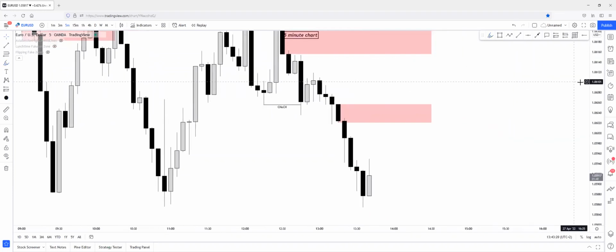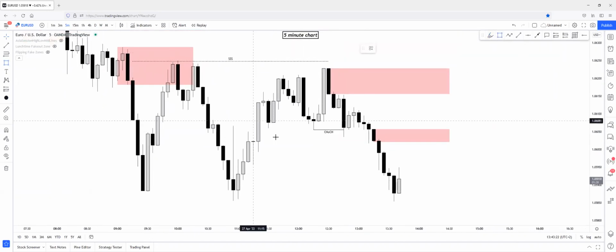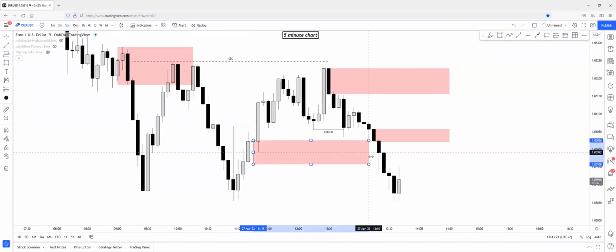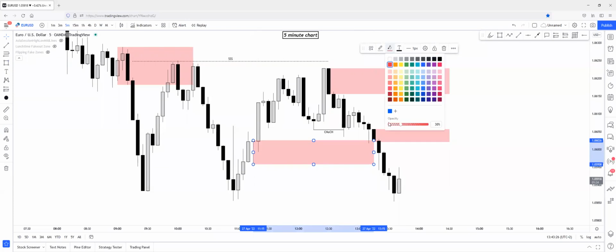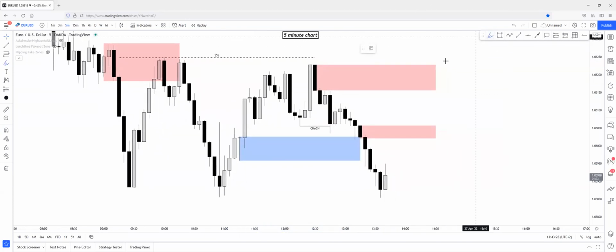Okay, so this is the most recent 5-minute. So let me just mark it out. This is the most recent 5-minute flip zone. And yeah, this shows new options for us. This shows a new option.